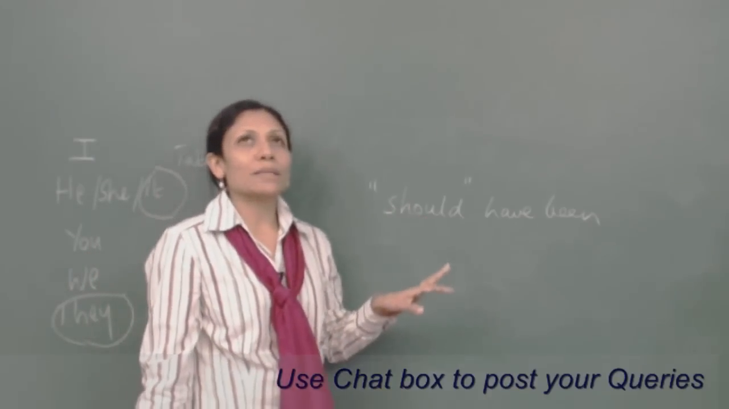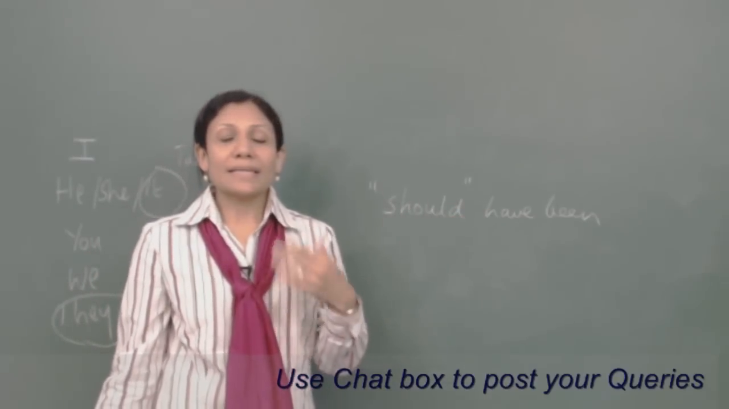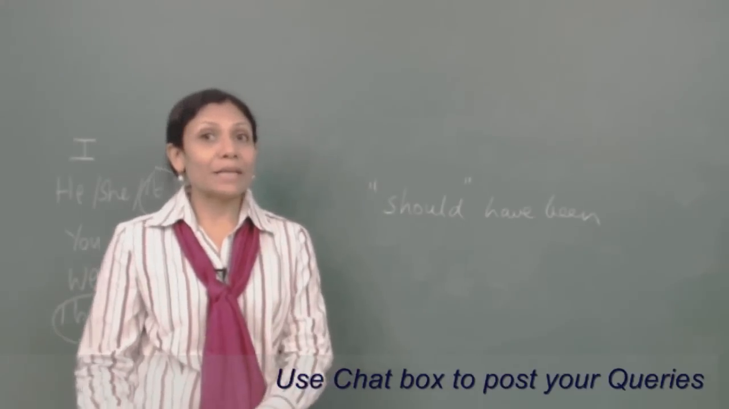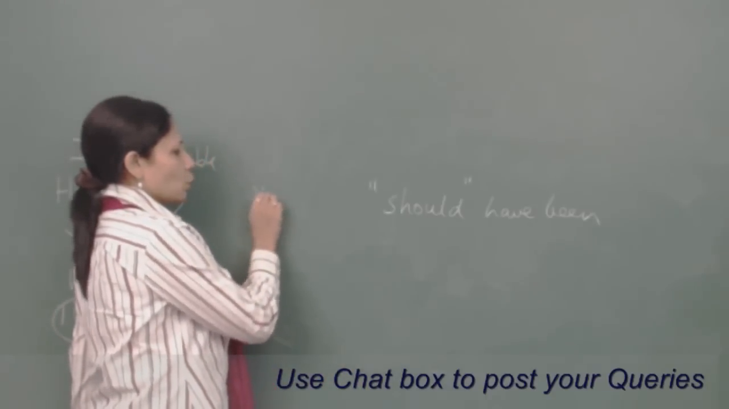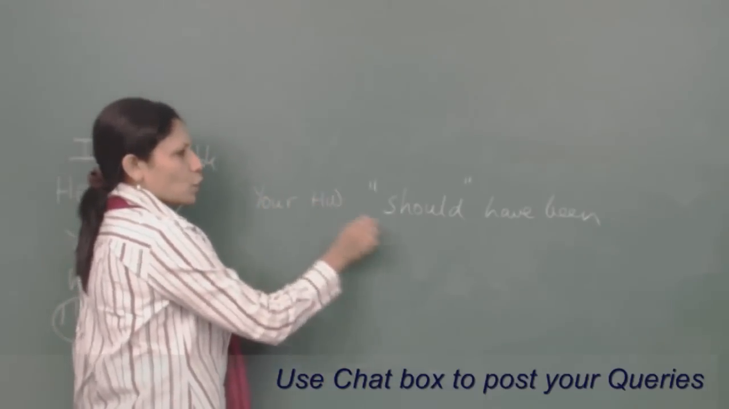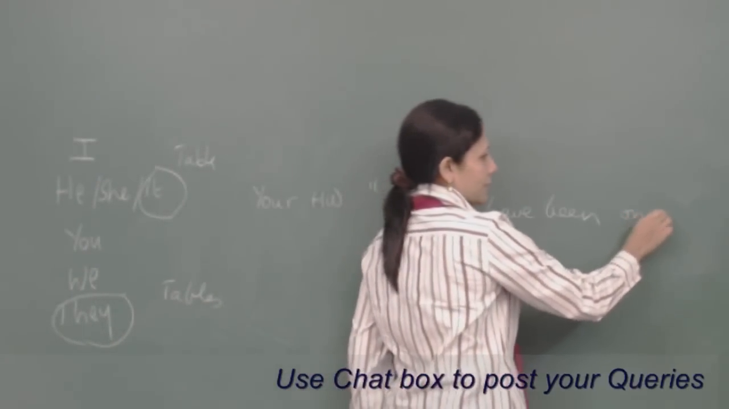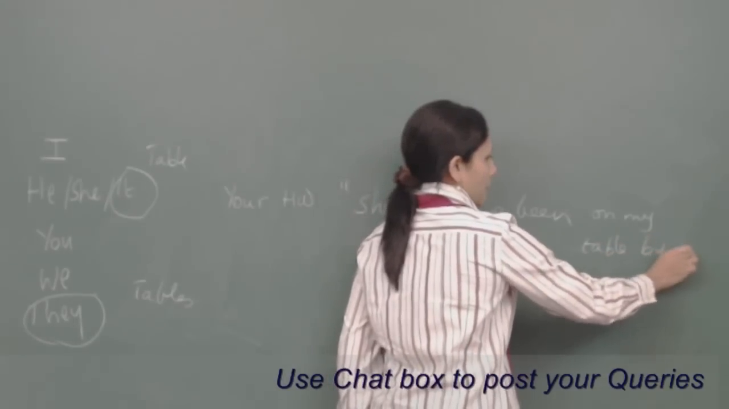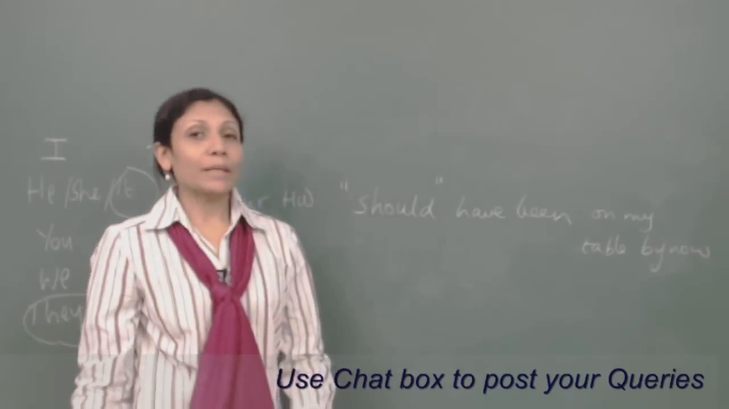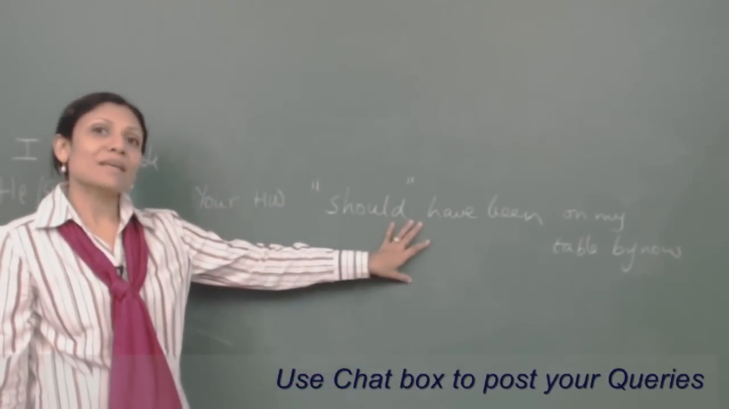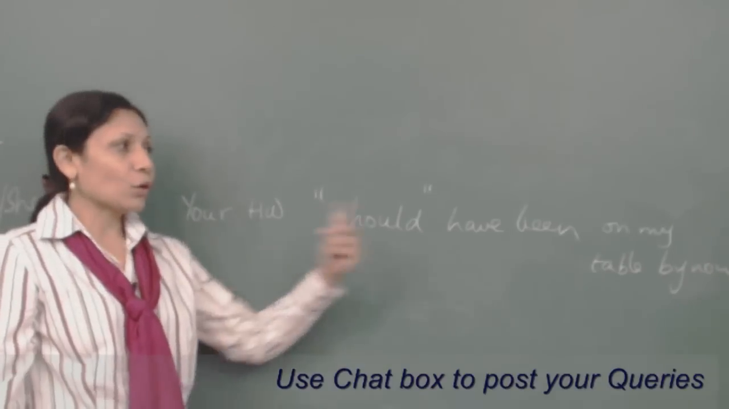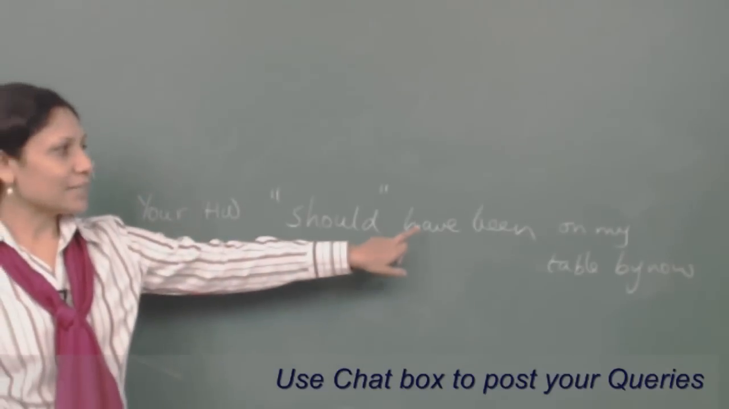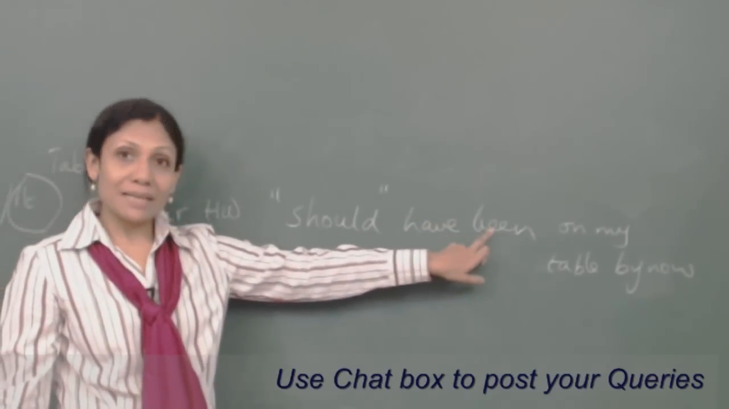So, for example, I will use this when I tell a person, your homework should have been on my table. Let me write it. Your homework should have been on my table by now. So, let us just quickly look at what this sentence is. This sentence is passive. Homework cannot reach my table on its own. You would need to put it on my table. So, therefore, that's why this "have" has come and this "been" has come.